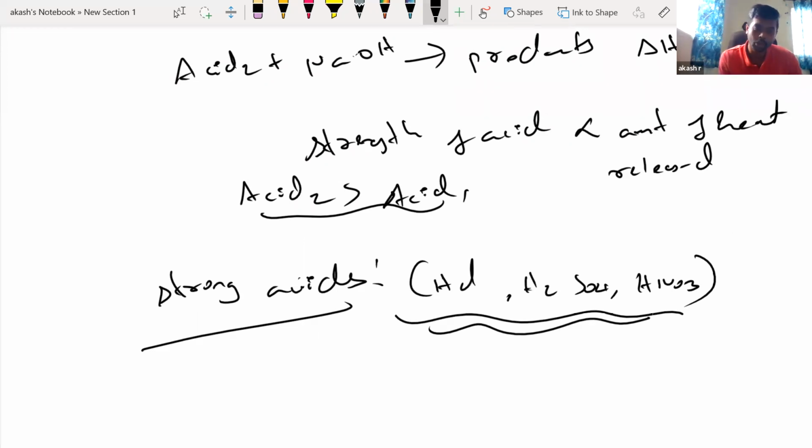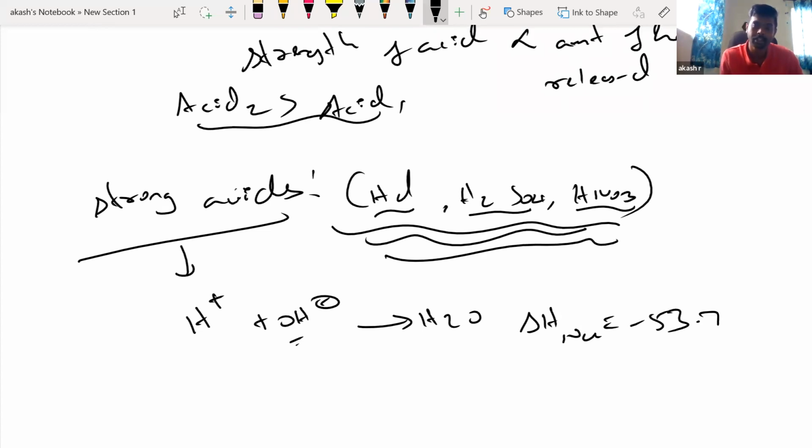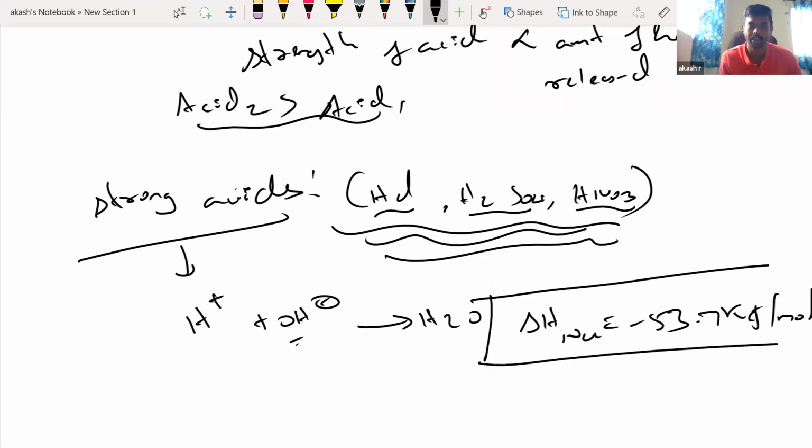Whenever we want to represent strong acids, like HCl or H2SO4 or HNO3, we will just represent them as H plus. We don't have to write the full formula of the particular acid. This H plus will react with OH minus to form water, and the enthalpy of neutralization for all these strong acids is a constant, minus 53.7 kilojoules per mole. This is a constant value which you have to remember.